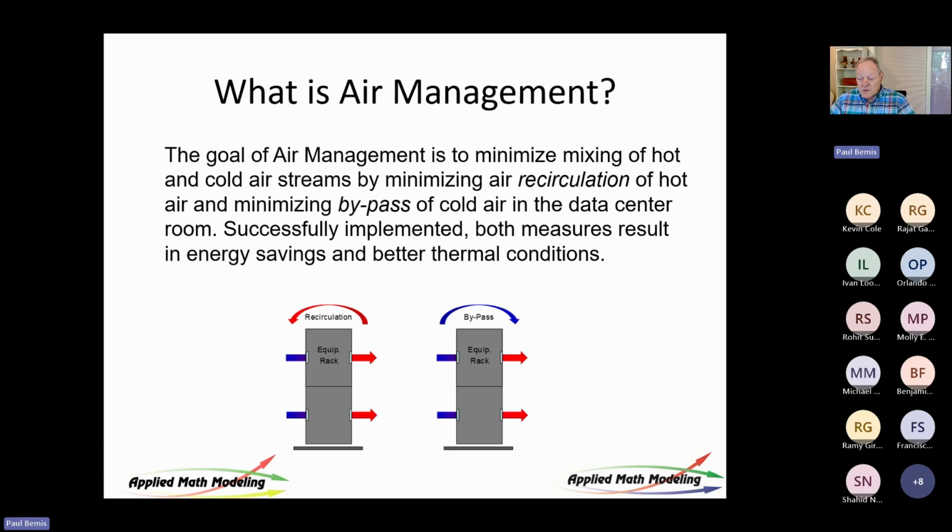So this is air management. This slide comes from the DCEP training, which I would recommend, if you haven't taken it, you probably should. DCEP stands for Data Center Energy Practitioner Training. It's put on by the Department of Energy. It's a web-based training that you can take. And they define these two issues of recirculation and bypass airflow.